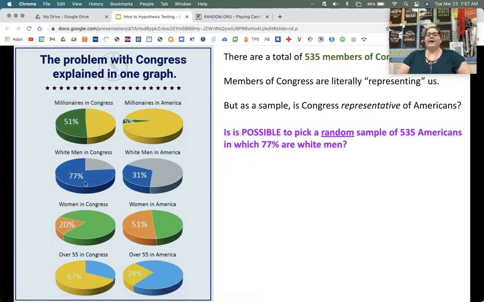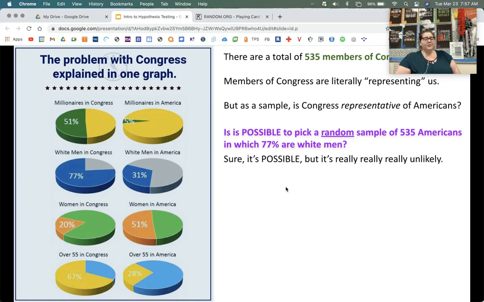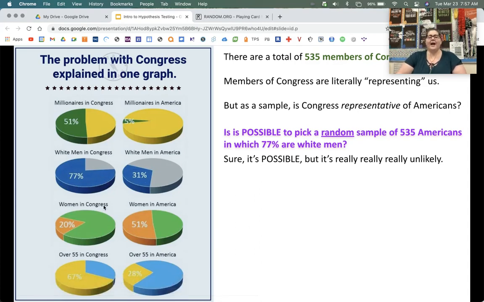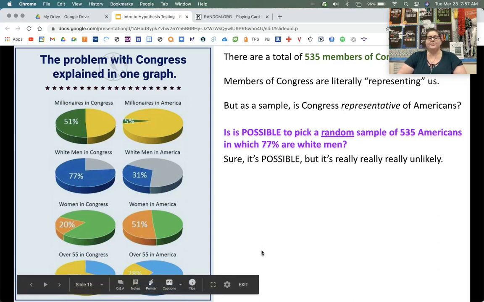Same thing could be said about white men. I have 77% in my sample, but there are only 31% white men in America. So if I picked a random sample of people in America, what are the chances that I would pick a random sample that had 77% white men? Is it possible? Yeah. But is it likely? Not really. So this makes the statement that it could happen, but it's not very likely to happen if I just picked a random sample.